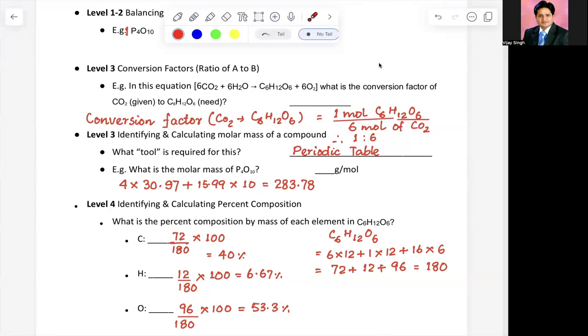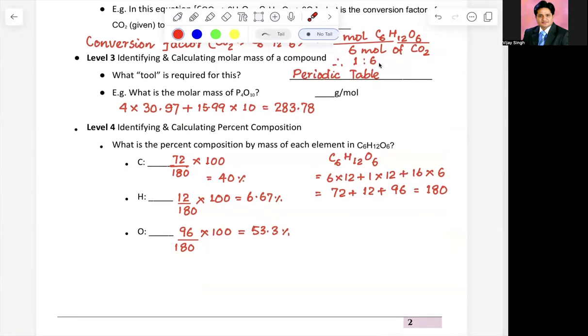Then identifying and calculating the molar mass of a compound. What tool is required for this? In order to calculate the molar mass, we use the periodic table. So your answer is going to be periodic table. What is the molar mass of P4O10? So you look at the periodic table, and the mass of phosphorus is 30.97. If you see 30.974, I've rounded it to 30.97, multiplied by 4, because there are 4 atoms of phosphorus, plus 15.99 times 10, that's the mass of oxygen, and you add them and you get 283.78.